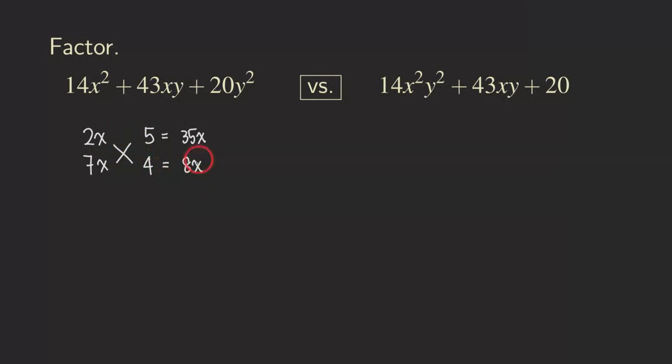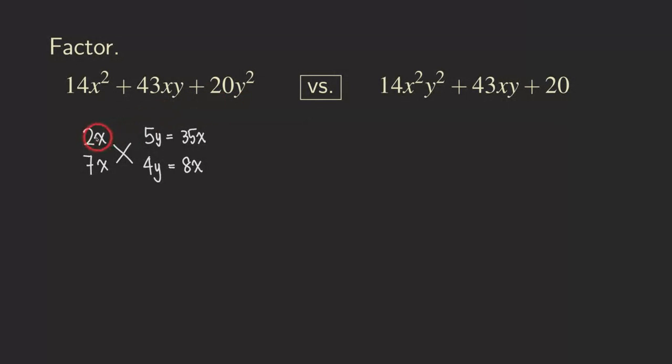Okay, so we have 35x and then 8x. Is that okay? So the answer for this one, actually, there was one thing that I was missing here. Do you see what I missed? 5 times 4 is 20. It doesn't give us y squared, right? So here's the problem. So you may say, how do we make that adjustment? Well, do you see what's going on here? If I put the y here and I put the y here, do you see what's going on here?